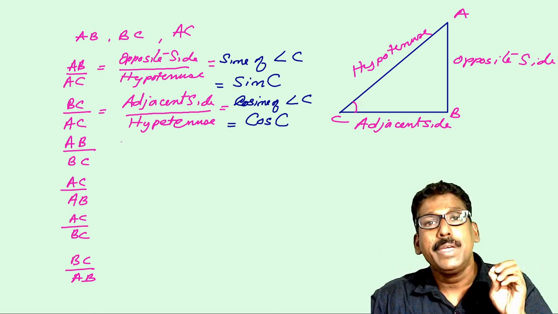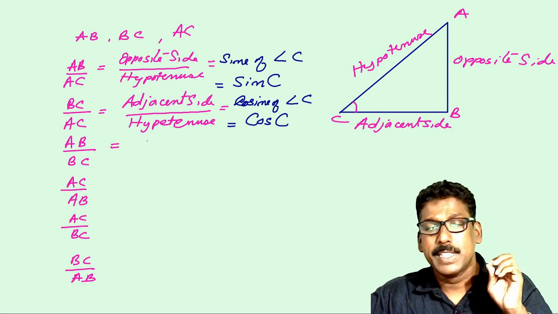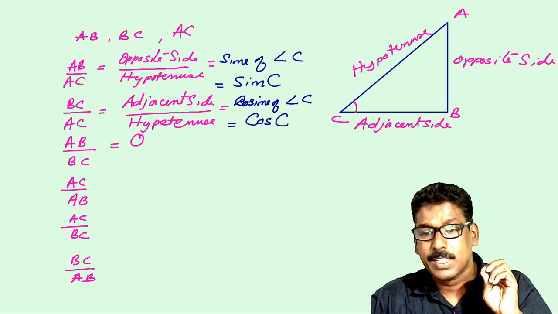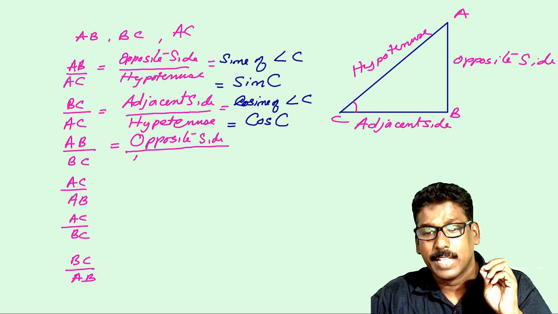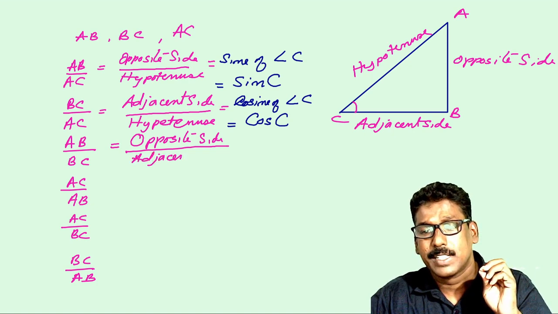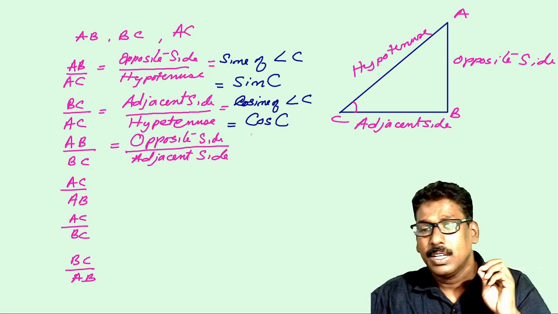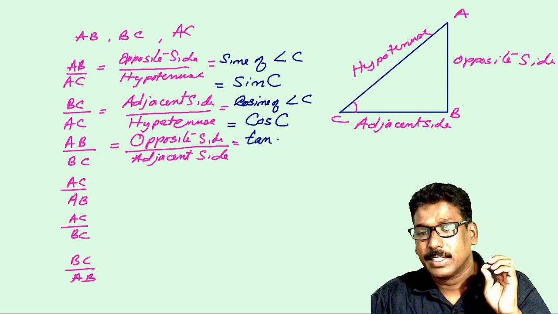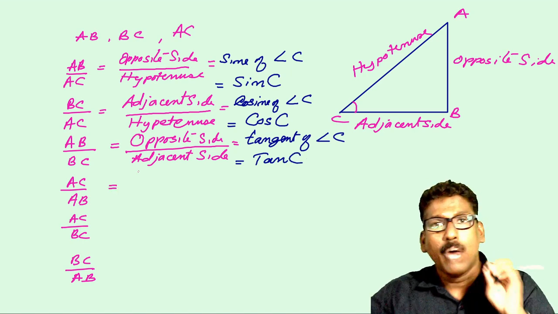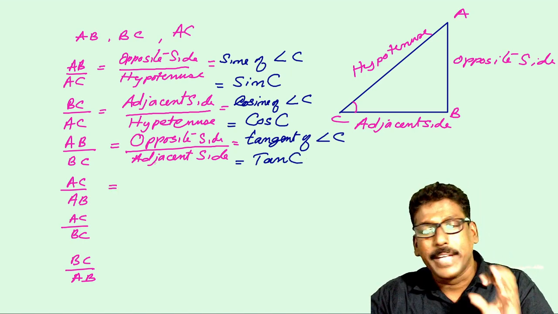And the ratio AB by BC. AB by BC means AB, it is opposite side by BC is adjacent side, that is opposite side by adjacent side. This we can call it as tangent of angle C. Tangent of angle C, or in short we can call it as tan C.